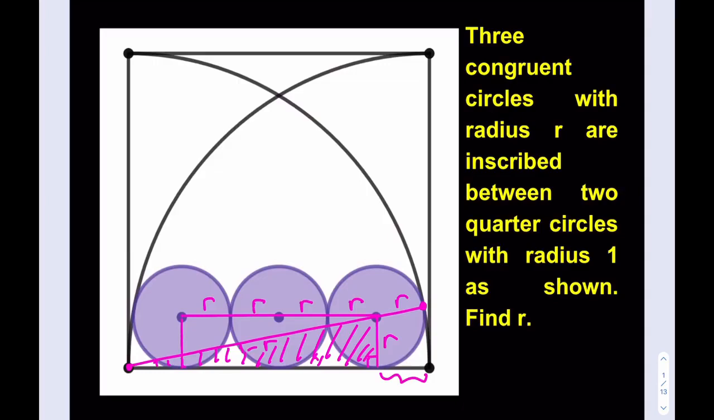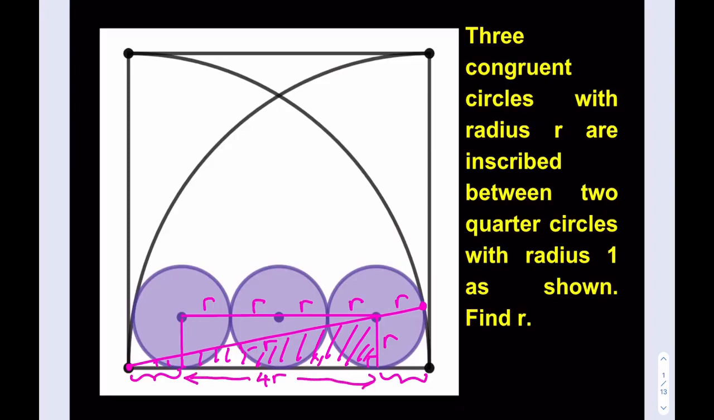So how do we use symmetry? Well, these two pieces have the same length. Beautiful. Well, then I got a rectangle here, didn't I? A rectangle whose height is r and whose base is 4r. So this is 4r from this point to that point.